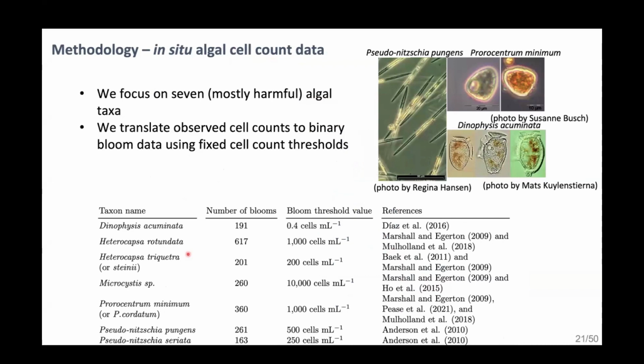Okay, we have training data to train our model. What we did is we focused on 7 algal taxa. Most of them are harmful and they're listed here. They're all harmful except Heterocapsa.